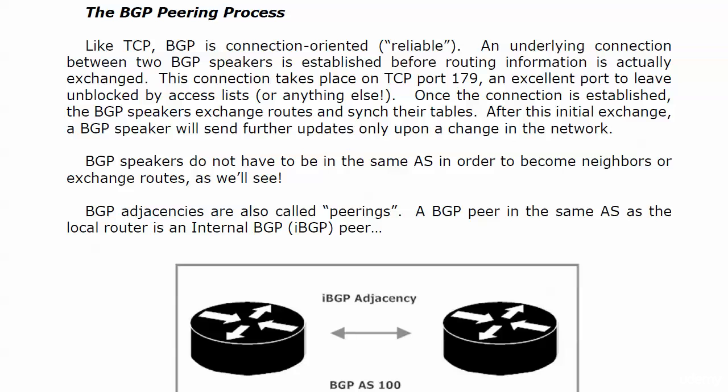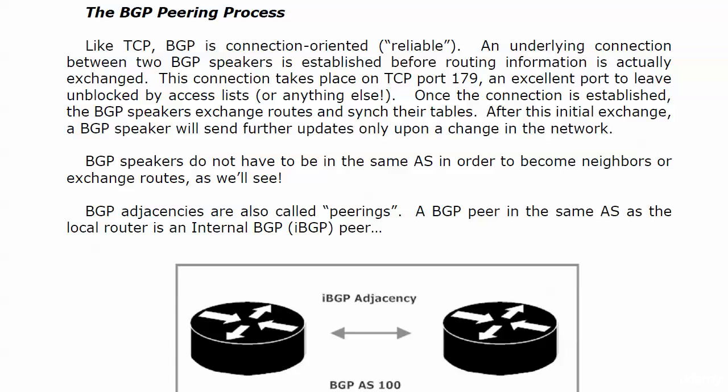Once that connection is established, the BGP speakers exchange routes, they're going to sync their tables, and then after the initial exchange, a BGP speaker sends further updates only when there is an actual change in the network. Now, BGP speakers do not have to be in the same autonomous system in order to become neighbors and exchange routes, as we're going to see in just a moment.